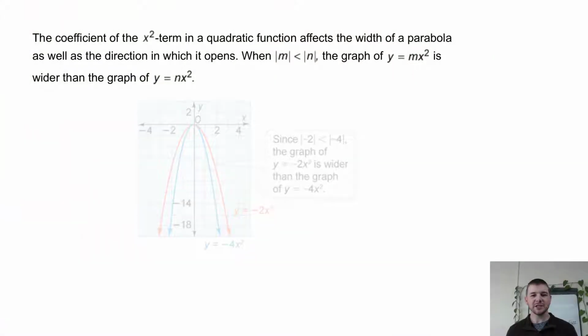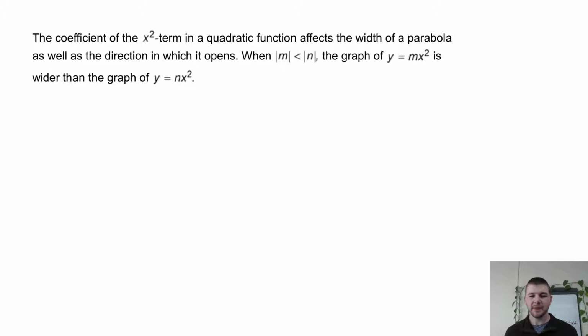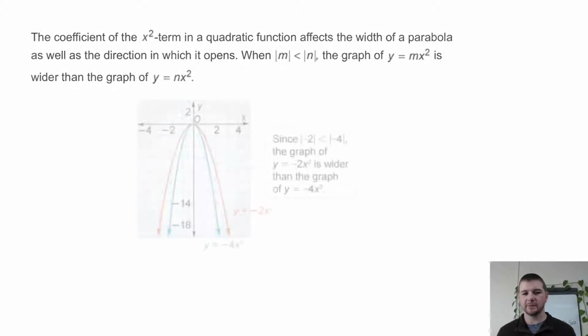The coefficient of the x squared term in a quadratic function affects the width of the parabola as well as the direction in which it opens. When the absolute value of m is less than the absolute value of n, the graph of y equals mx squared is wider than the graph of y equals nx squared.